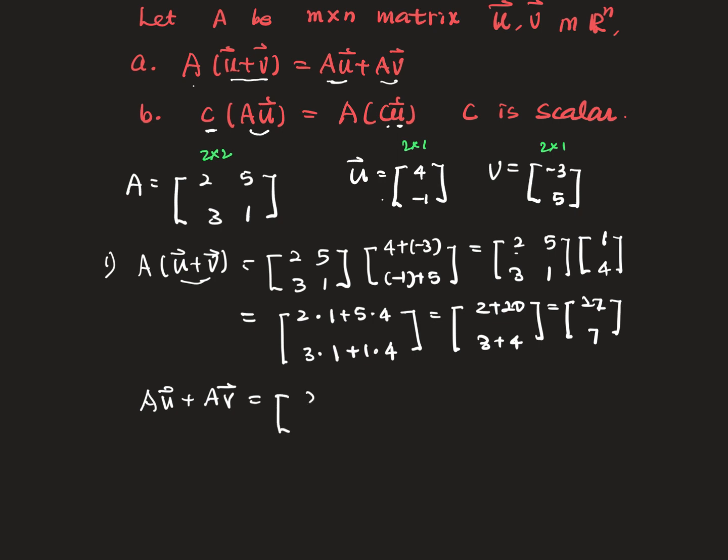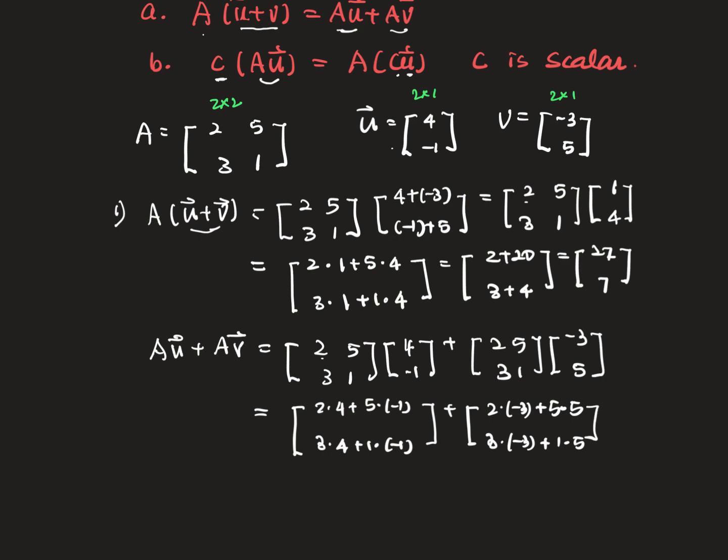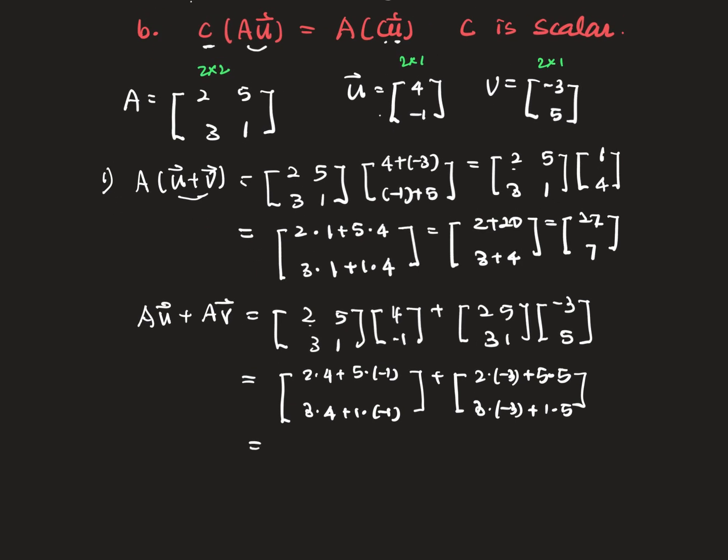So you have to do 2, 5, 3, 1 times vector 4, negative 1 plus 2, 5, 3, 1 and vector negative 3 and 5. Okay, so how are we going to do it, guys? The first one, 2 times 4, 5 times negative 1, 3 times 4, 1 times negative 1. That's the second row. How about the second one? 2 times negative 3, 5 times 5, 3 times negative 3 plus 1 times 5. That's the product.